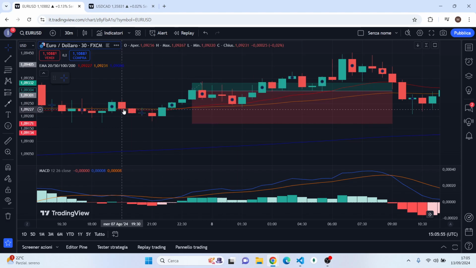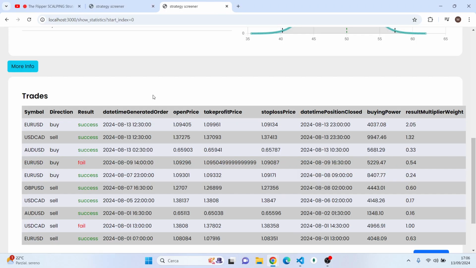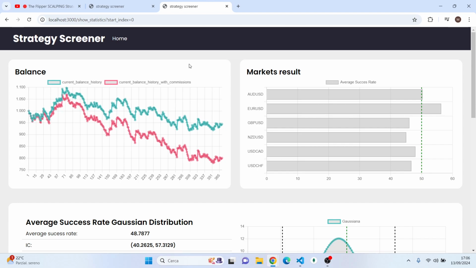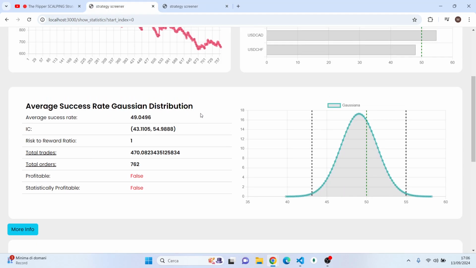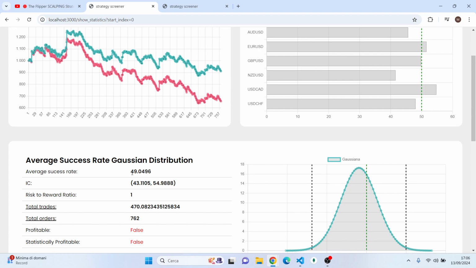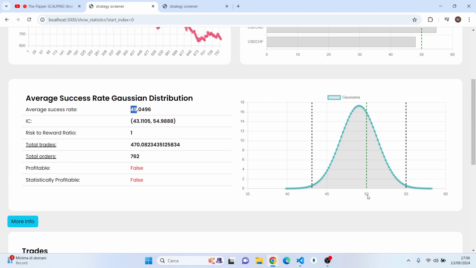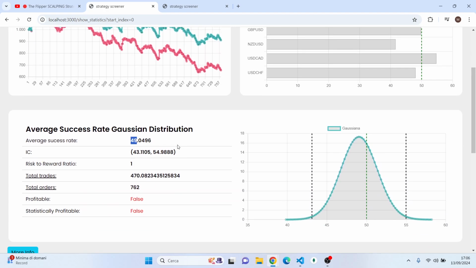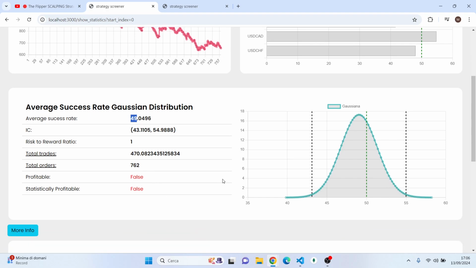So as you can see, the strategy doesn't seem to perform very well, and it doesn't seem to turn your money into something bigger. But let's see how it performs on the entire dataset. Oh, as you can see, it has an average success rate of 49%, so very bad. It doesn't go past the success rate needed to break even, that is 50%. And as you can see, the number of trades is also very low and it's not statistically profitable.